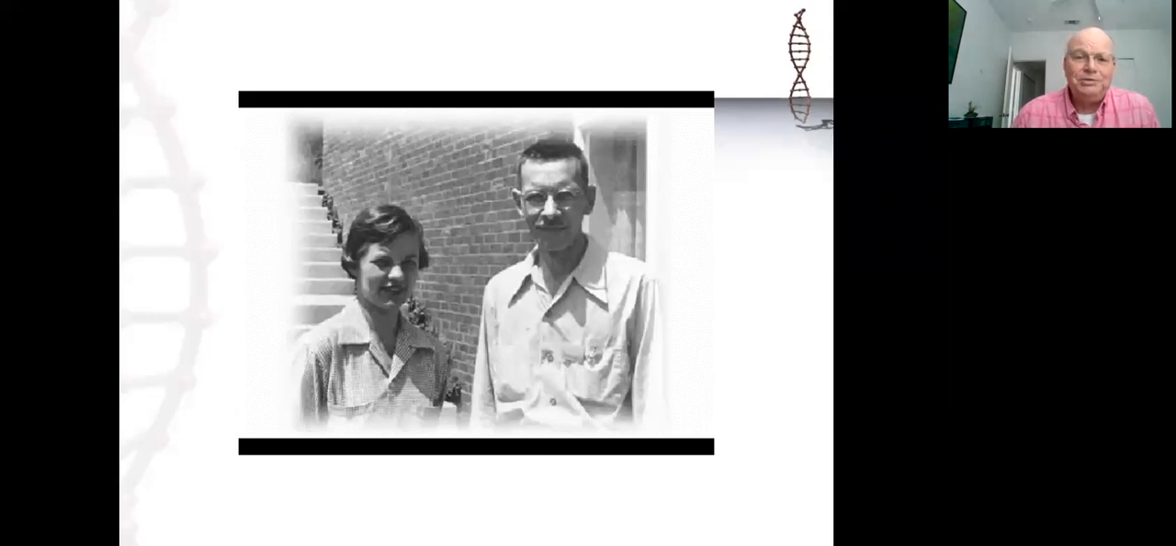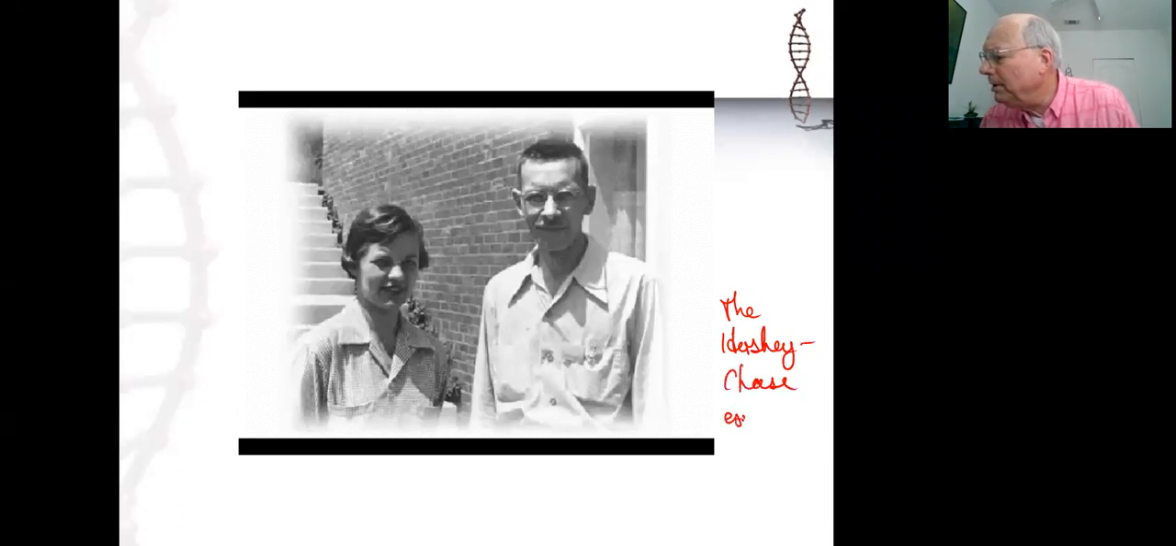And so when Hershey and Chase published the results of this experiment, and I'm going to put a note here, the Hershey-Chase experiment. When Hershey and Chase published this in 1952, it prompted everyone to go, oh yeah, DNA must be the molecule of inheritance, because there's no other way of interpreting this data anymore. And everyone immediately started looking at what was known about the DNA molecule and trying to get information about the DNA molecule.